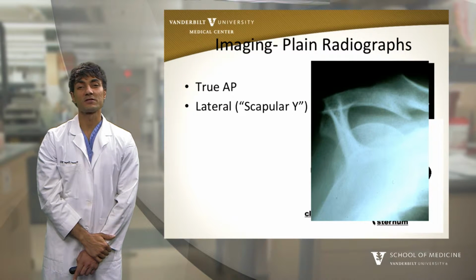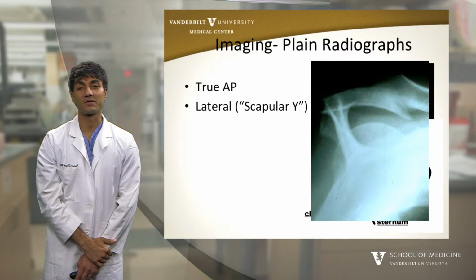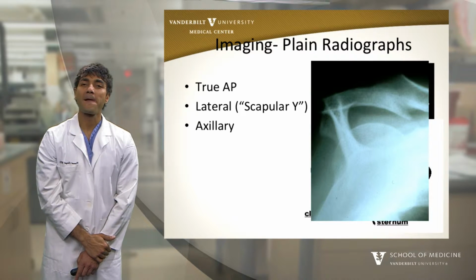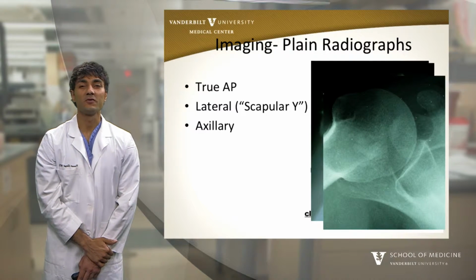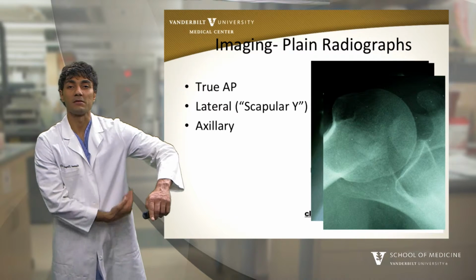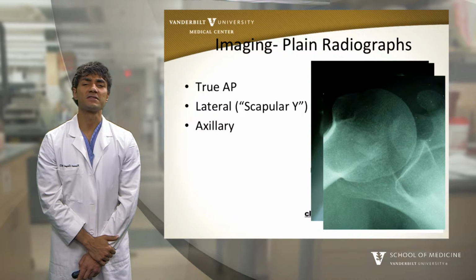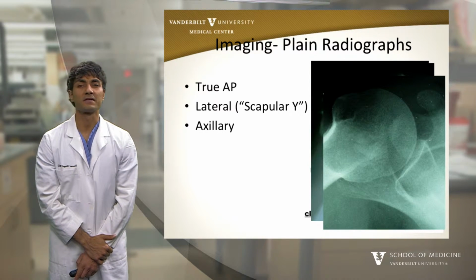The lateral view is just looking at the shoulder joint from a direct lateral view. It's also called the scapular Y sometimes. Then you have the axillary view, which is shot from below, and you can get a sense of that glenohumeral joint in all different kinds of planes.